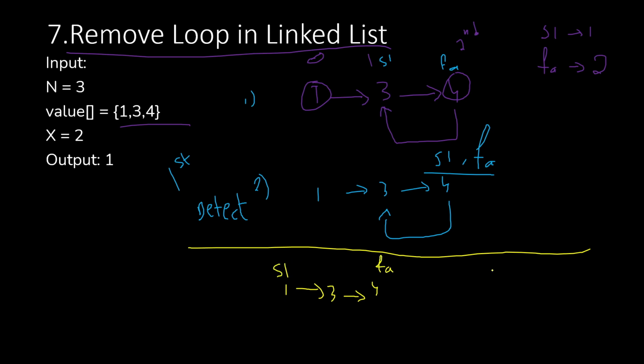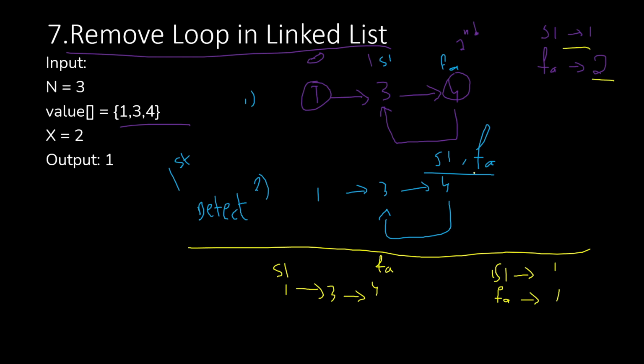Now there is another condition here. This is the slow pointer and this is the fast pointer. After detection of the loop, this happens. Then both pointers should move by an equal distance, that is one step. Earlier it was one step for the slow pointer and two steps for the fast pointer.